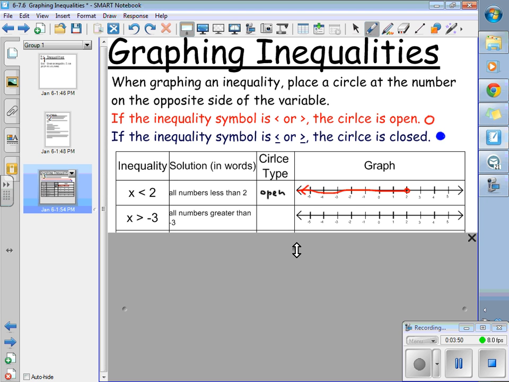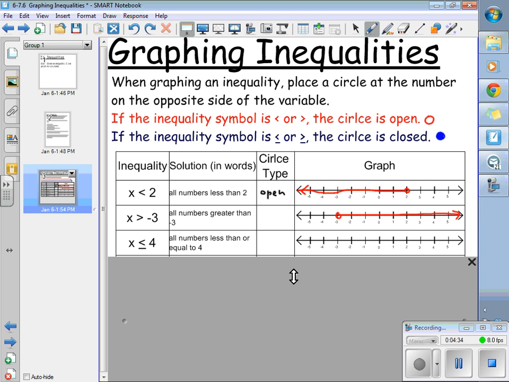All right. Now, all numbers greater than -3. So greater than means we're going to go this direction, and we're starting at -3. So here's my -3. And it, again, excludes -3. It's not less than or equal to, it's not greater than or equal to. So it's open. And it just continues on in this direction, and it gets all these numbers. And it continues on, so we could draw our arrow to continue it.